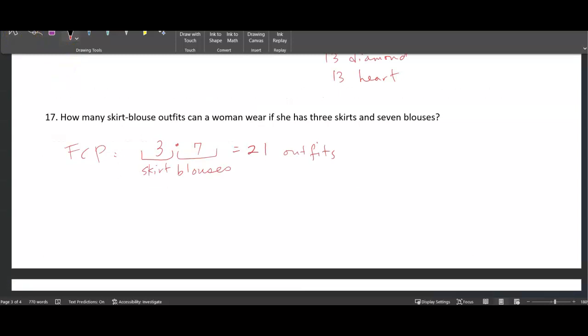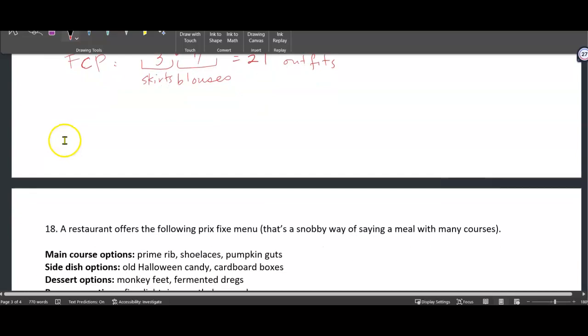Okay, hopefully you have some answers to compare and not just here to copy. So number 17, hopefully that's pretty straightforward. It's an FCP, Fundamental Counting Principle, because the skirts and the blouses are two different sets, and if it's two different sets, we cannot usually do the combination, permutation, or the distinguishable permutation. So it's 21 outfits.